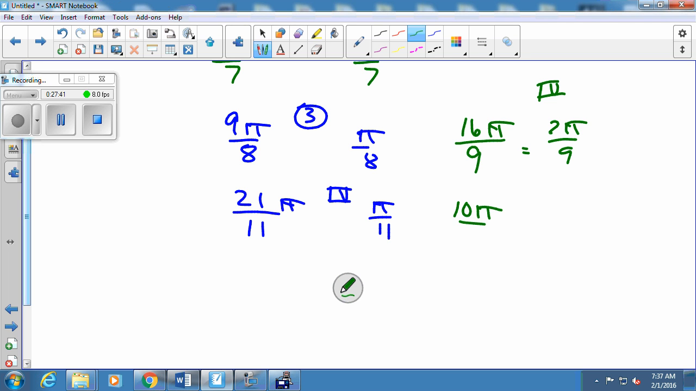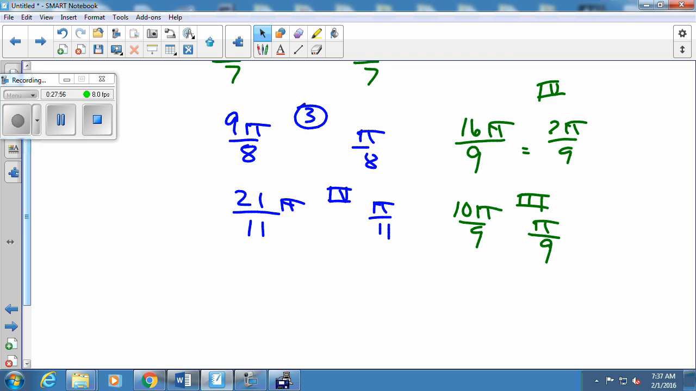10 pi over 9. Where are you at? You are in quadrant 3. What's your reference angle that you would use that would help you find this? Pi over 9, because you are 1 beyond a full. So do reference angles somewhat make sense to you? Do you understand why we use them and find them?